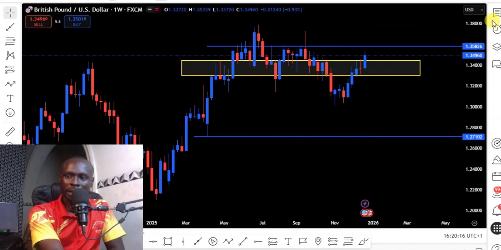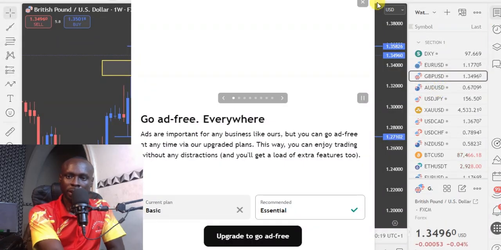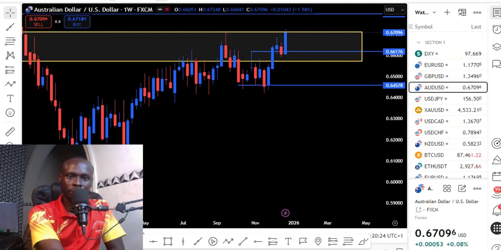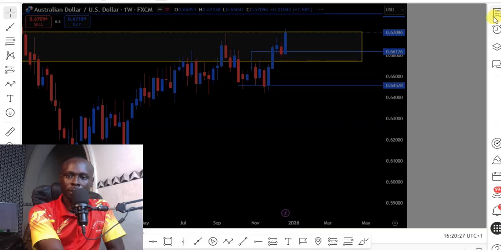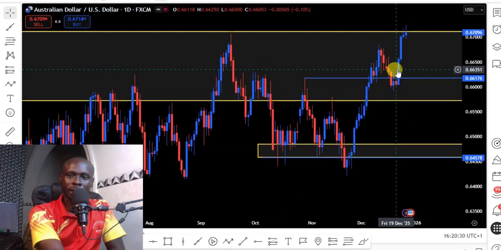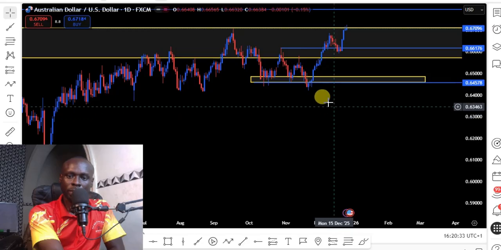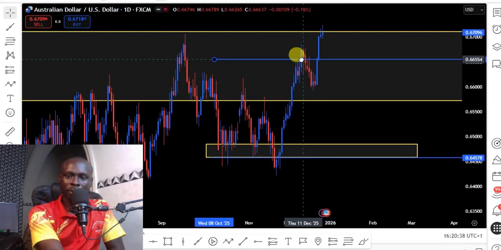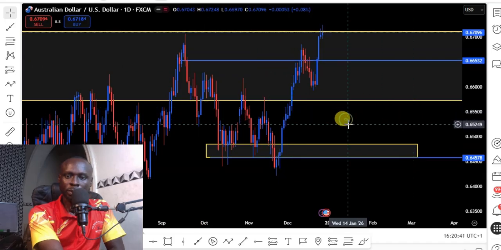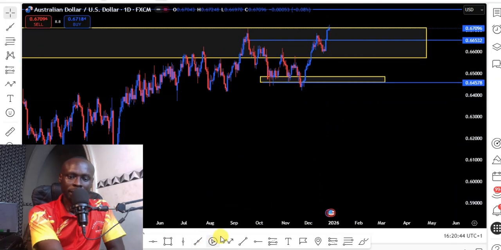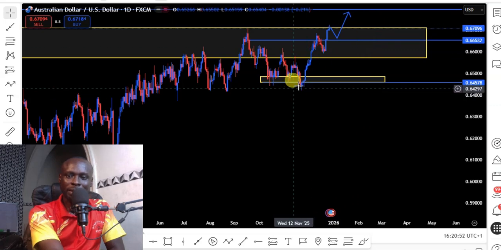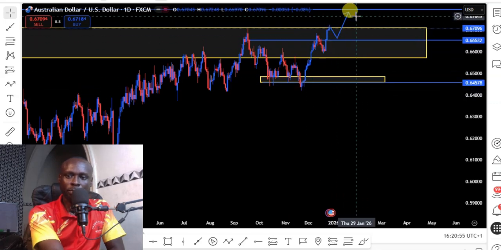So let's look at our next pair, which is the Australian Dollar USD. The Australian Dollar USD on the daily chart still remains bullish. We have a lower low and a higher low. So for our buying scenario now, we need price to do a retest of this level, then start looking for possible buying opportunities. So we might be expecting price to do a retest of this level, then we'll start looking for possible buying opportunities for the Australian Dollar USD. Because we have this bullish trend, we need price to retest, and we'll see further buys for the Australian Dollar USD.